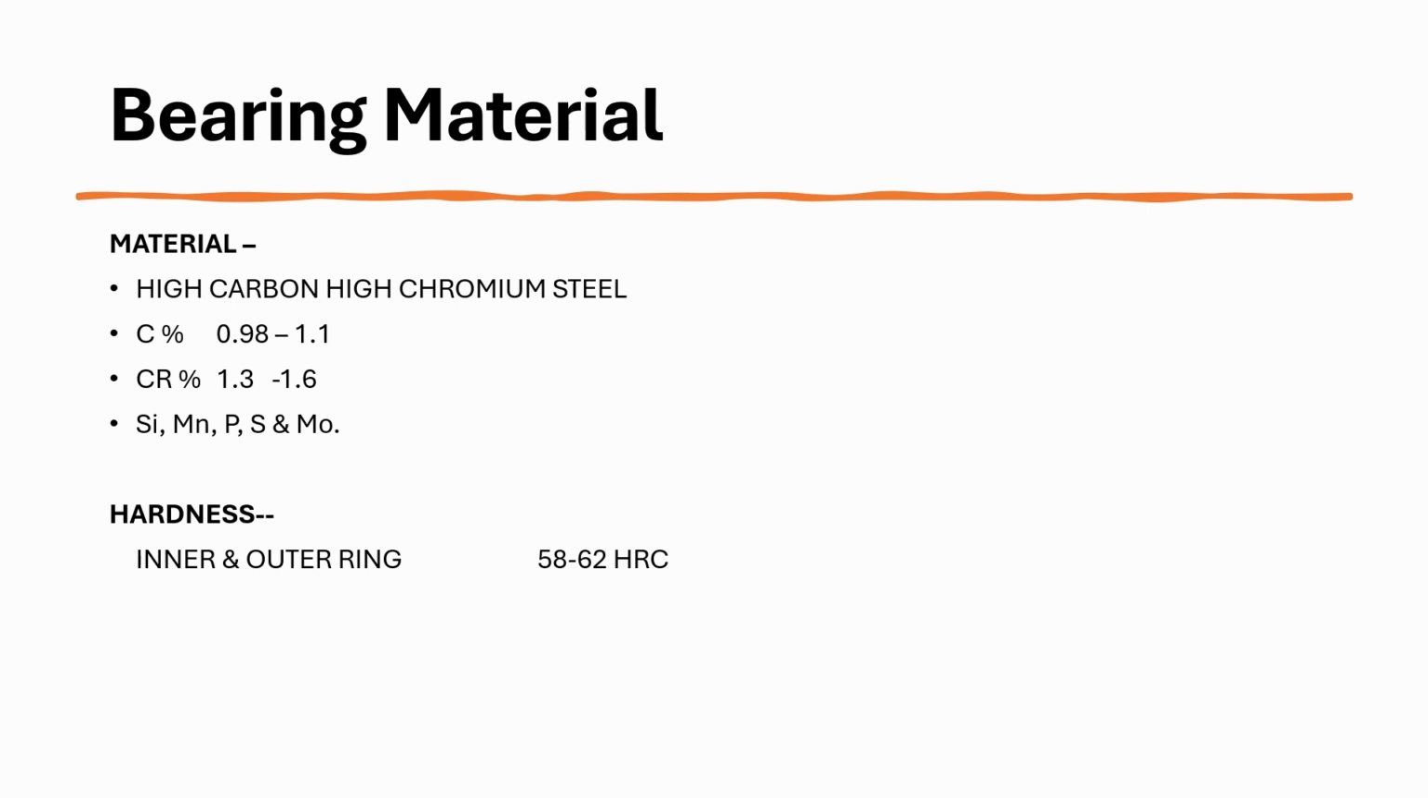Ball hardness 62 to 64 HRC. Even higher hardness compared to the rings, ensuring the bearing balls can withstand significant stress and friction. Oil film thickness 0.8 to 1.0 micron. The oil film thickness is crucial for reducing friction and wear between the bearing surfaces.